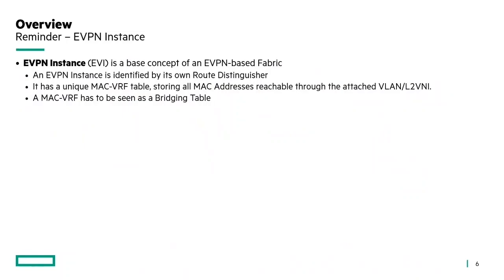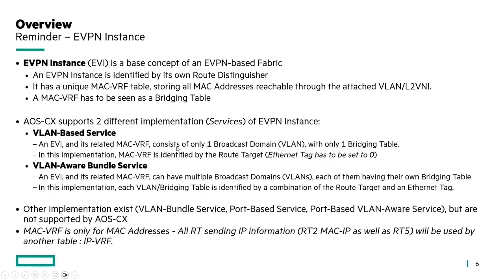And continue on with some of these reminders, so that these will become important as we get into more detail in the presentation. So an EVPN instance is a base concept of an EVPN-based fabric. It's identified by its own route distinguisher. It has a unique MAC VRF table storing all the MAC addresses reachable through the attached VLAN or L2 VNI, and a MAC VRF has to be seen as a bridging table.